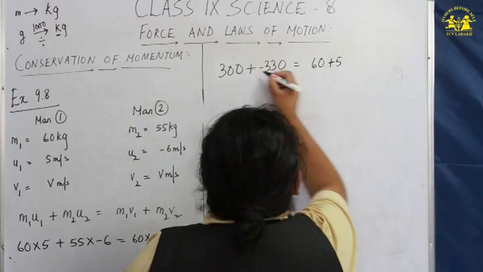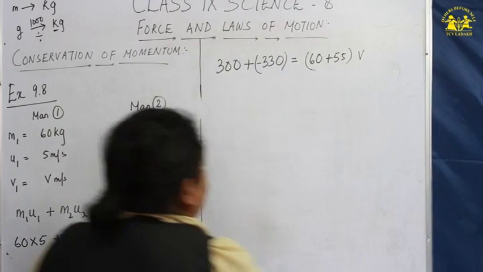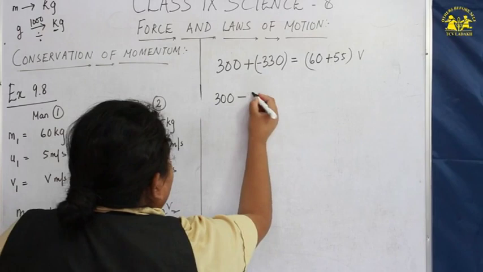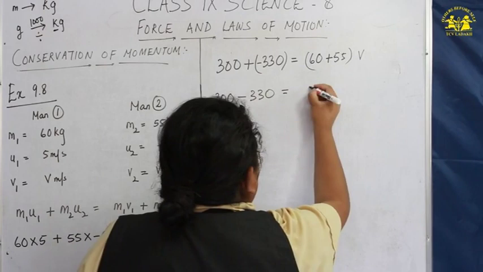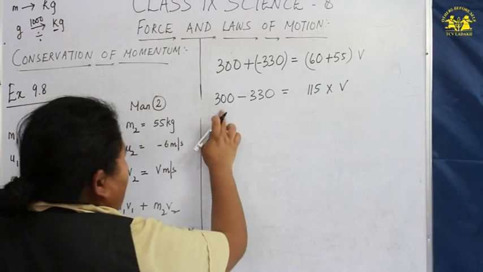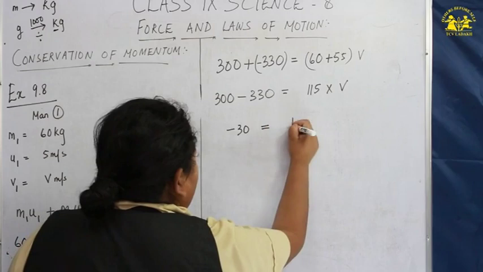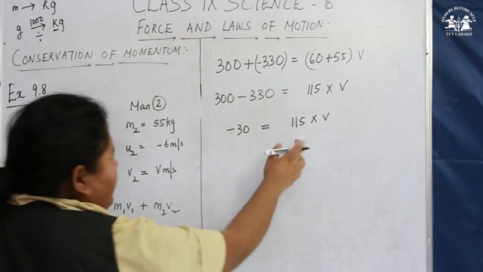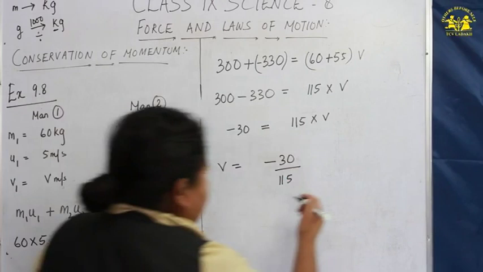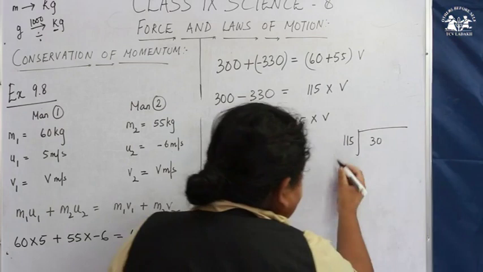60 plus 55, into the combined velocity V. We take V common. So 300 minus 330 is equal to 60 plus 55, which is 115, into V. Right. Now 300 minus 330 is minus 30, which is equal to 115 into V. So V is equal to minus 30 divided by 115.